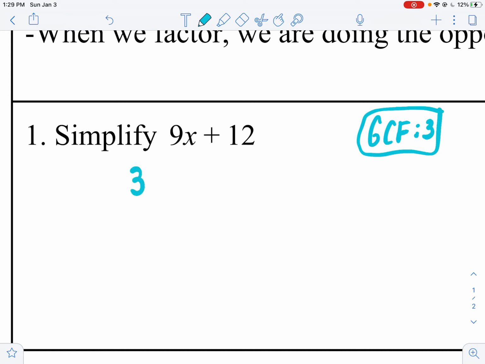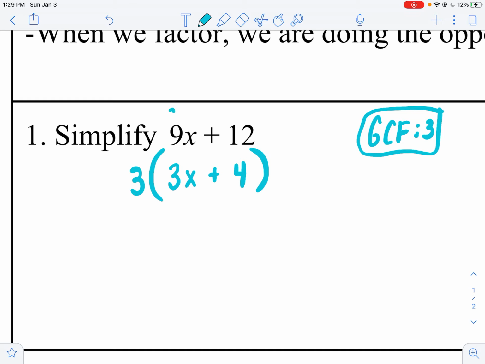So what we're going to do is write our greatest common factor on the outside of parentheses. And then we're going to write what factors are left inside. So if I divide out a 3 from 9, I'm left with a 3. And I'm also still left with the x. If I divide out a 3 from 12, I am left with a 4. 12 divided by 3 is 4.